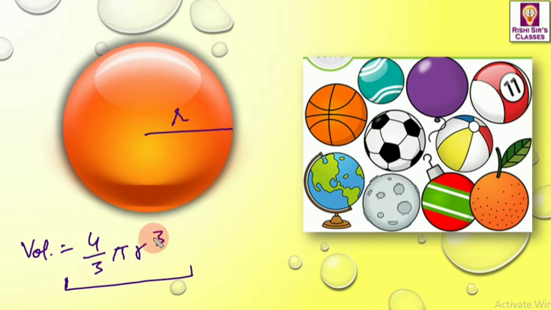In real life, we can see there are several things which resemble the sphere. Basketball, football, soccer ball, fruits, snooker ball, and earth. Even though earth is flat at the poles, we consider it as a sphere.